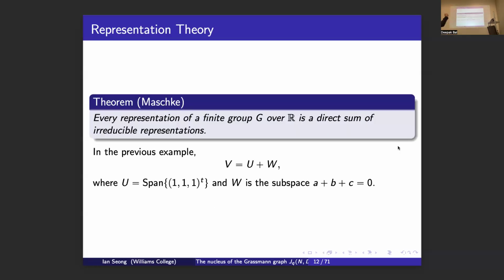We have this famous theorem by Maschke that says every representation of a finite group G over R is a direct sum of irreducible representations. Meaning the action of G on a vector space, we can break it down into a direct sum of irreducible invariant subspaces. For example, in the previous example, we split up that 3-dimensional vector space into the span of 1, 1, 1, and that 2-dimensional vector space that is perpendicular to 1, 1, 1.